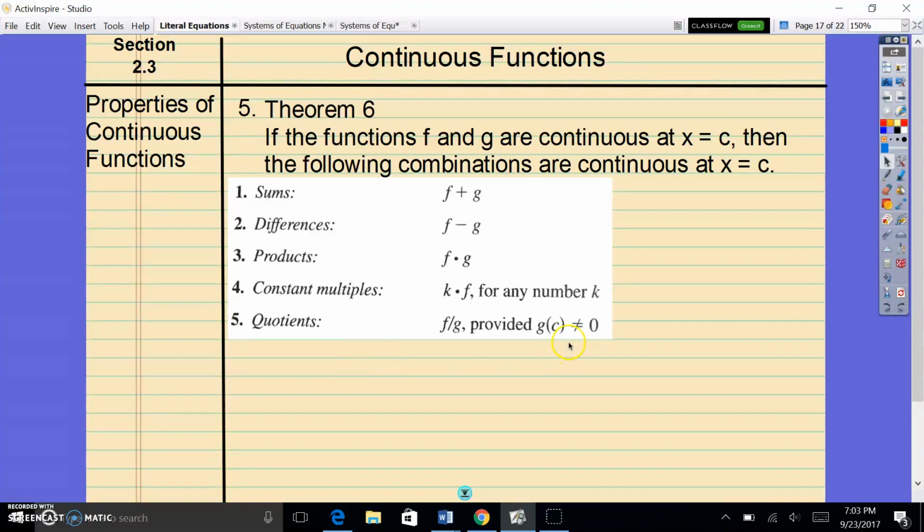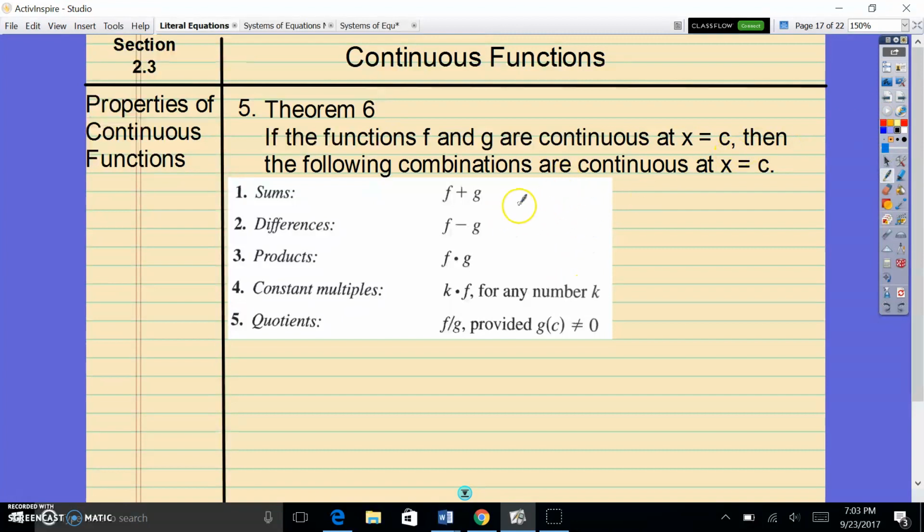Okay, welcome back. So the purpose of this video is going to be to finish up the notes that we started in class regarding continuity and continuous functions. I gave you these properties in class to paste in your notebook, and we're not really going to do much with them except to say that if you add, subtract, multiply by a constant, or divide two functions that are continuous, the resulting function is continuous as well. This is really it.